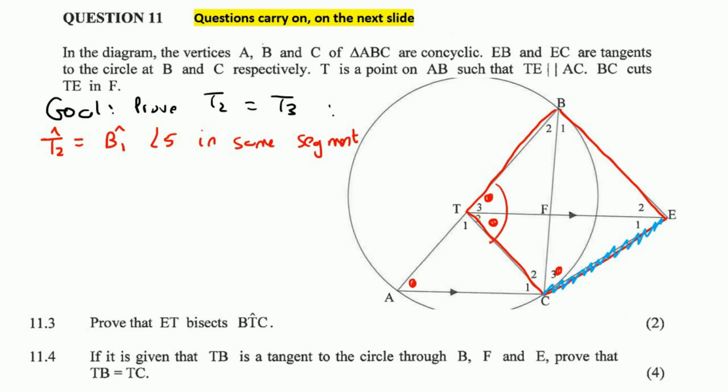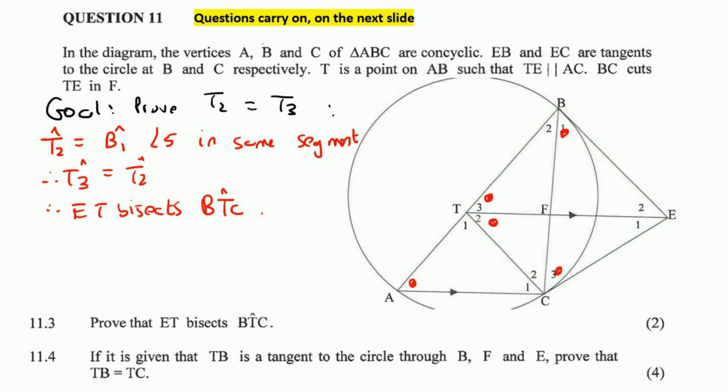And then we can just say, therefore, T3 and T2 are the same. Because we already proved way earlier that T3 and B1 were the same. We did that in previous questions. So we can then just say, therefore, T3 is the same as T2. Okay? And then we can just say, therefore, ET bisects BTC.